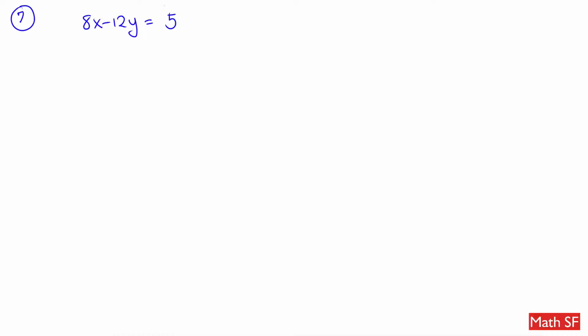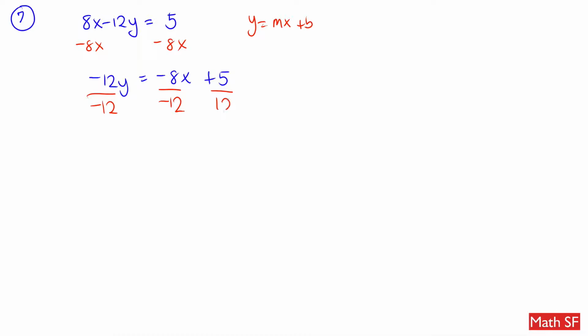So in problem number 7, we have to find the slope of a line. So whenever the equation is given, we pretty much need to get the form y equals mx plus b, which is the slope-intercept form. So let's isolate for y. So I'm going to have to do minus 8x on each side. And I will get negative 12y equal to negative 8x plus 5. Now I need to divide by negative 12 on each side. So that's what I'm going to do. Divided by negative 12, divided by negative 12, and divided by negative 12.